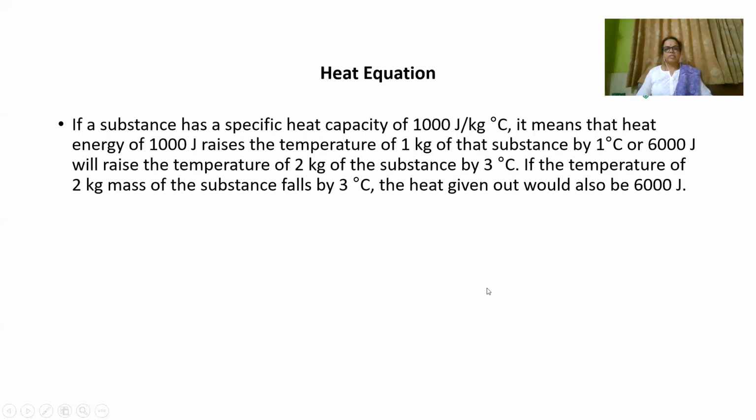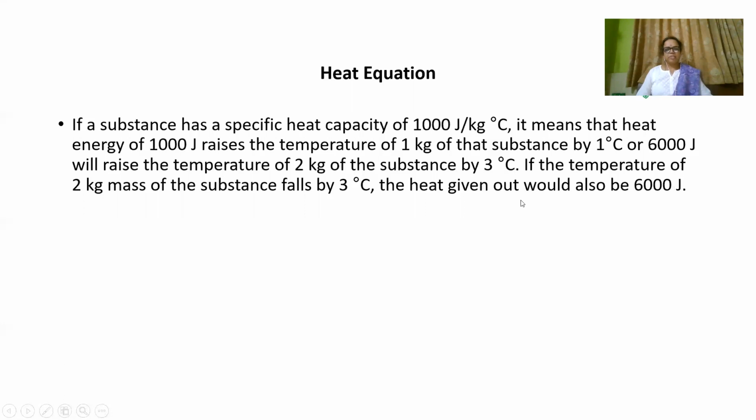Heat equation. If a substance has a specific heat capacity of 1000 joule per degree centigrade, it means that the heat energy of 1000 joule raises the temperature of 1 kg of that substance by 1 degree centigrade, or 6000 joule will raise the temperature of 2 kg of substance by 3 degree centigrade.